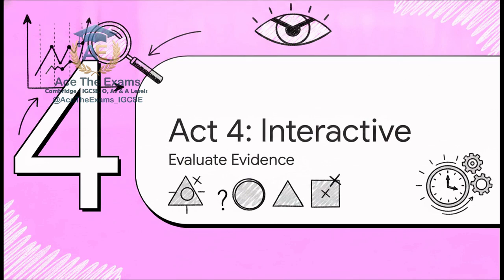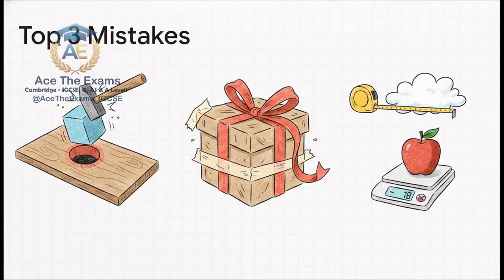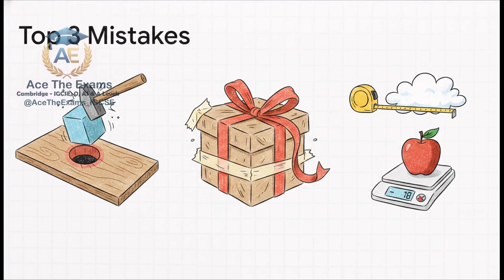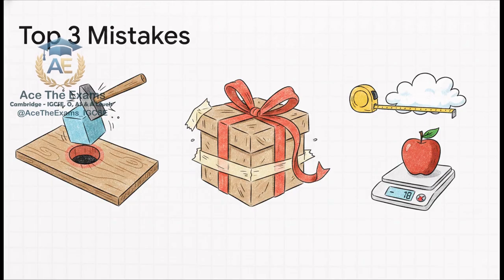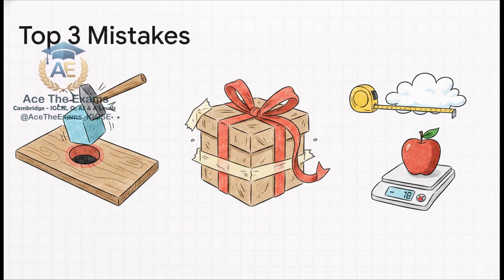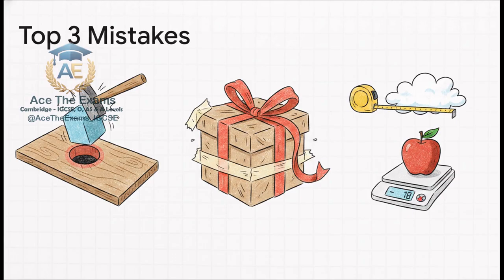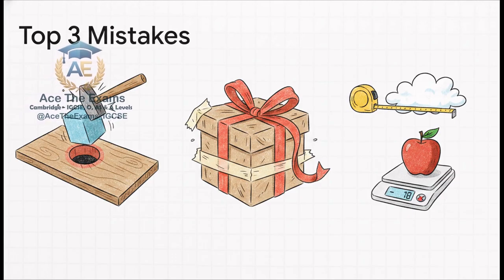Act 4, Interactive Workshop. Evaluate evidence quality. Okay, we are moving into a fast-paced interactive workshop right now. I am going to challenge you to evaluate evidence quality just like an examiner would. I've got a mental 60-second timer going, and I want you to look at the top 3 mistakes pulled straight from the Cambridge examiner reports.